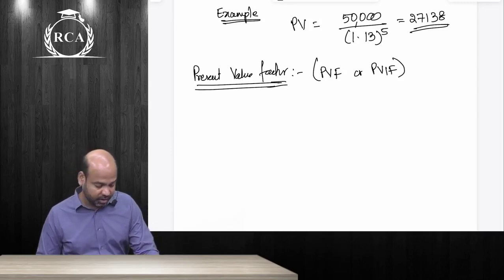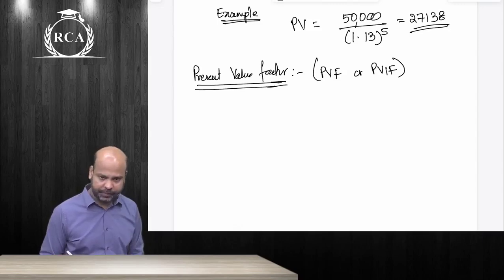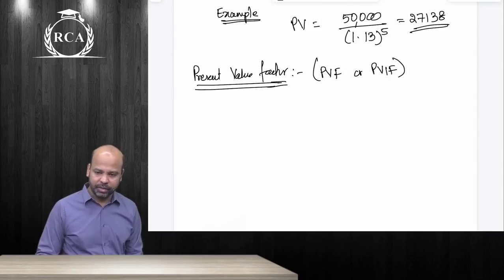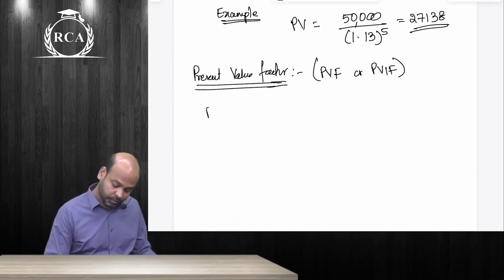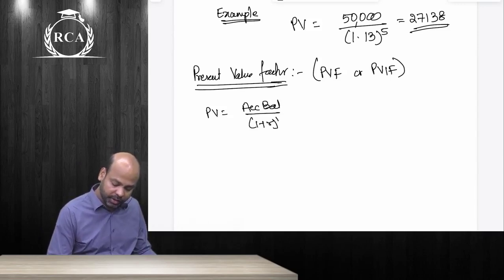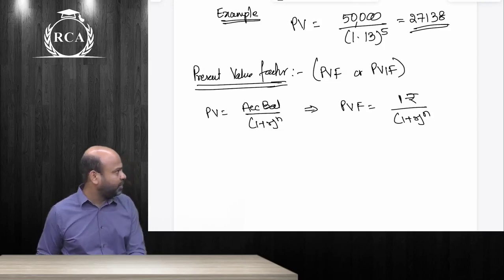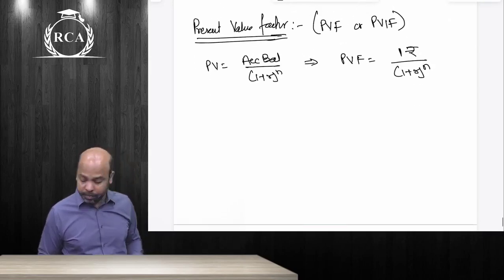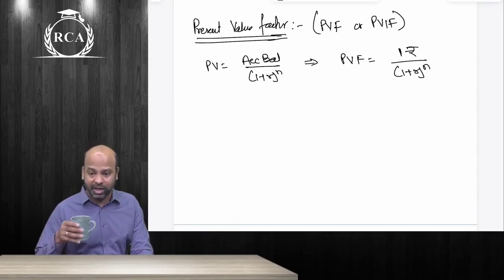Present value of 1 rupee receivable on a later date. That is, the accumulated balance is 1 rupee. Below that, write like this: present value is the accumulated balance divided by 1 plus r whole power n. So PVF will be 1 rupee divided by 1 plus r whole power n.